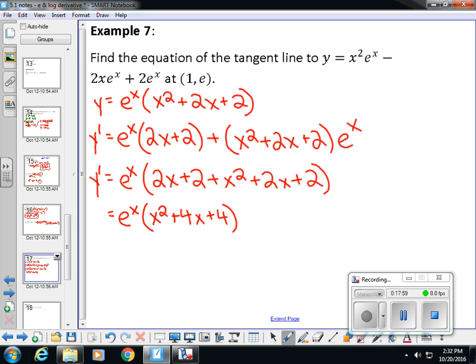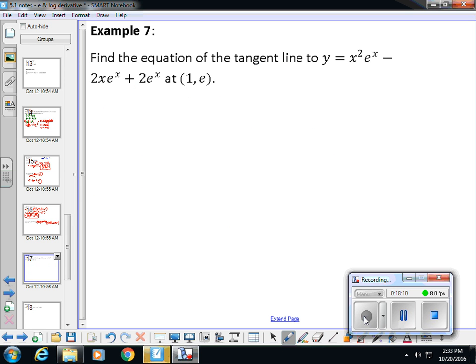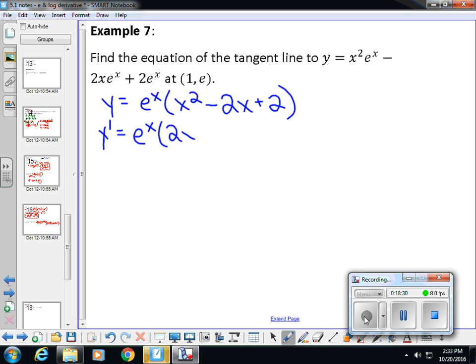Oh, I messed up my sign. This should be negative. I lost a negative sign, so I just want to redo that problem. I apologize. That should have been negative 2x. Hopefully you guys realize that. I'm sorry. So it's the same principle, but now it's actually going to cancel some things out.